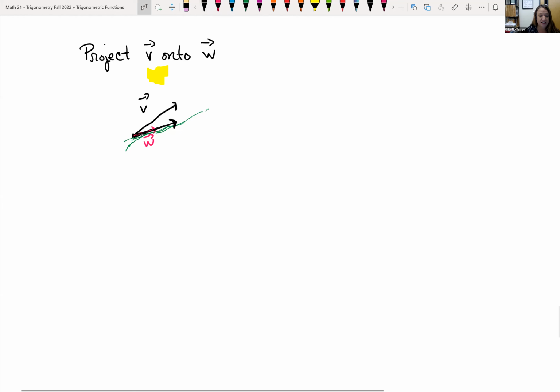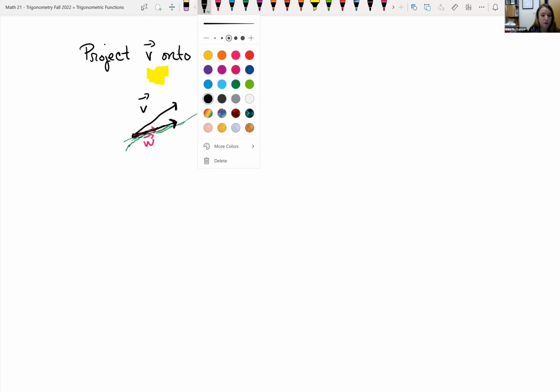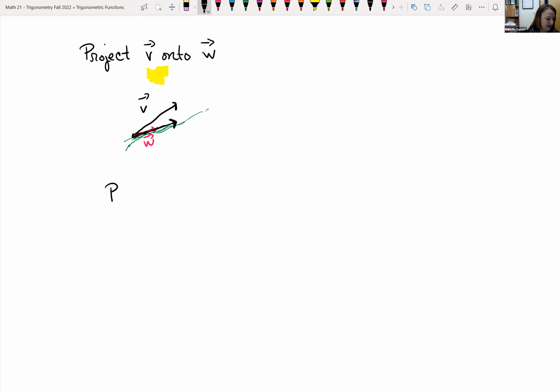So if we project V onto W, we have the following formula. So the formula, we're going to write it out. And notation wise, to say that we're projecting V onto W, we have the following. Projecting V onto W is equal to the dot product of V and W all over the magnitude of W times the magnitude of W. So this is going to give us some scalar, and then we're going to multiply it to our vector W.